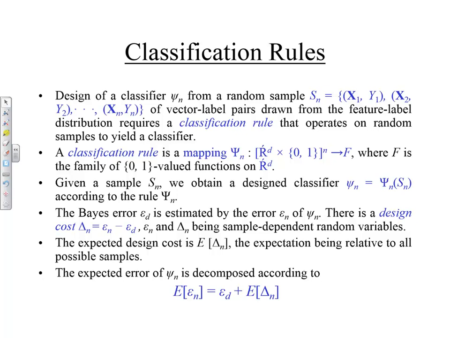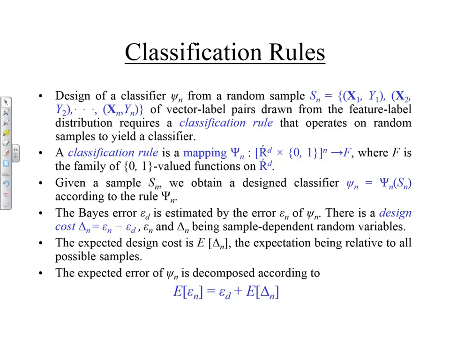So, design of a classifier psi sub n. Now the classifier is a function of the sample size n, from a random sample Sn of feature-label pairs: X1, Y1, where X1 is the feature vector and Y1 is the corresponding label, then X2, Y2, and so on. If it's cancer versus normal tissue, there would be two labels, maybe 0 is cancer and 1 is normal. Corresponding to each feature vector, if it's training data, you will know whether it's normal or cancerous.